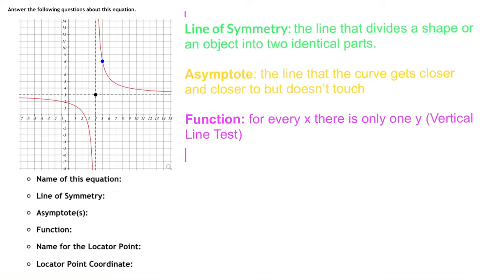This question helps us try to find all the key pieces of information for a graph. What we notice here is we actually have this locator point right here, which is at 4, 3. So we can either just say that right here, that locator point is the one that's right in the middle at 4, 3. This graph is called a hyperbola.